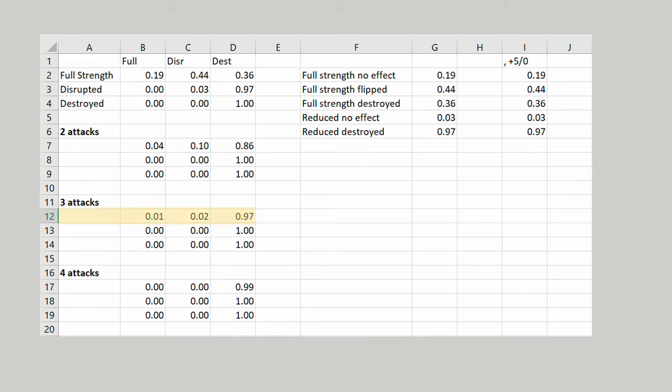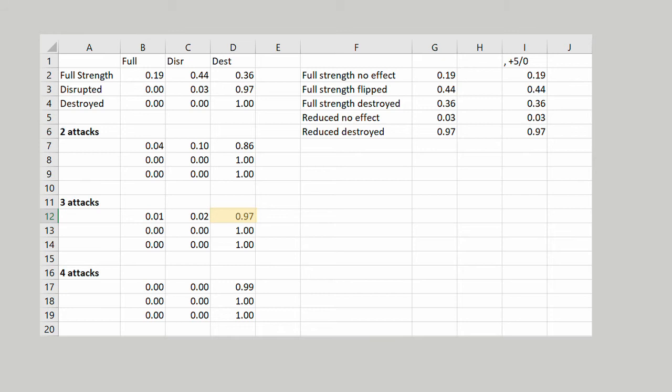And so we can see in my spreadsheet here that by the time we get to 3 attacks, across the top row, which represents that the unit was at full strength to begin with, and then down the 3rd column, we see that there's a 97% chance of destroying the defending unit in this situation. We can see that the unit was already disrupted. The chance of destroying it is so close to 100% that the 2 decimal places I'm leaving can't actually tell the difference.